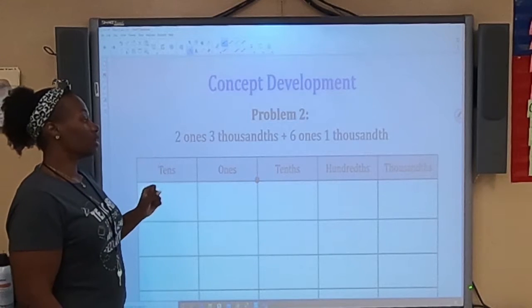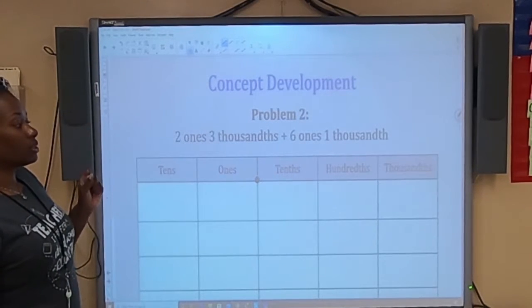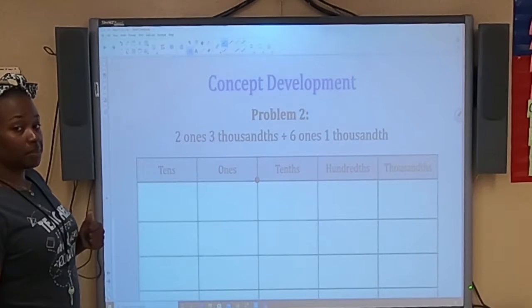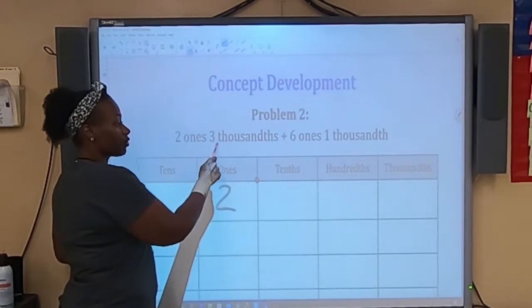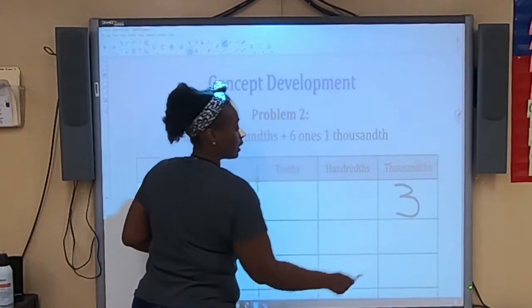Notice we have 2 ones, 3 thousandths, plus 6 ones, 1 thousandth. So I'm going to put them in their place values. We've got 2 in the ones place. The 3 goes all the way down here in the thousandths place.